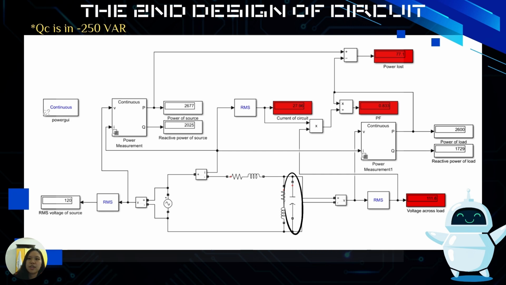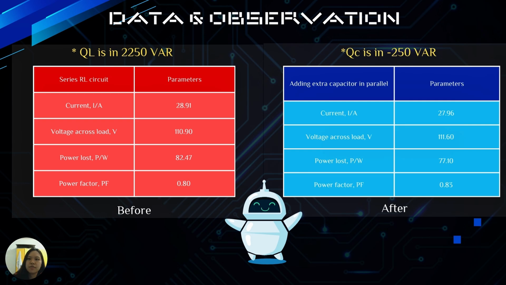Therefore, we need to add a capacitor in parallel to the RL circuit to improve the power factor and reduce the unnecessary current. Obviously, the power factor increases and the current decreases by adding the capacitor in parallel. This causes a reduction in power loss and the voltage across the load has increased. This is because the capacitor provides reactive power that cancels some of the inductive reactive power from the inductor and thus decreases the apparent power, which results in an increase in power factor.